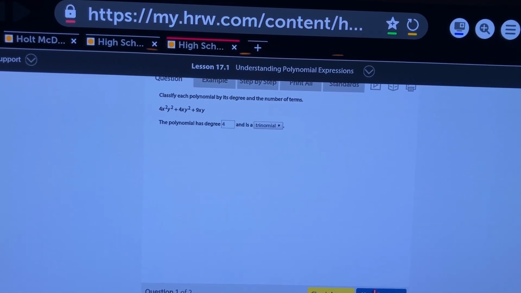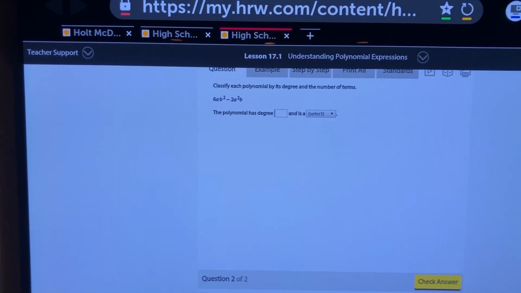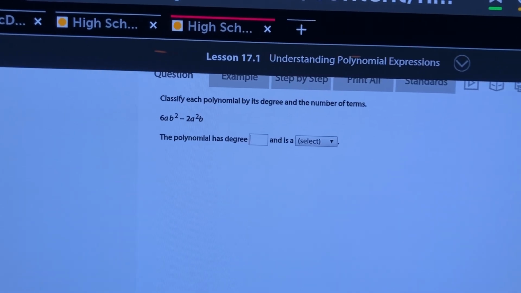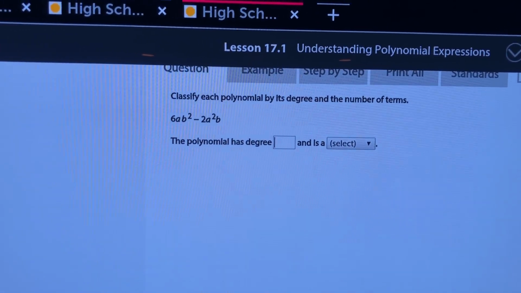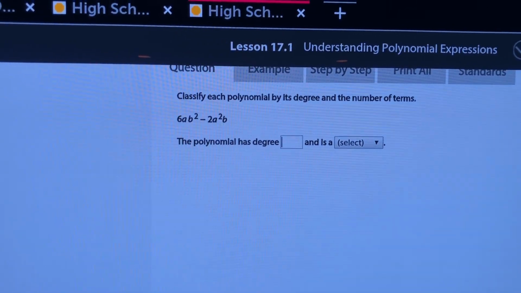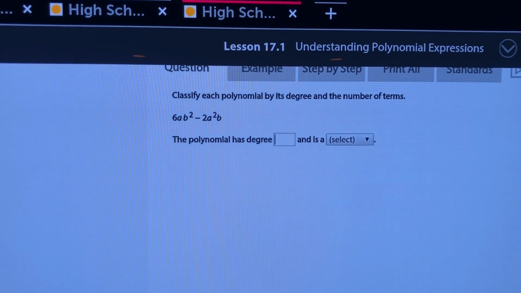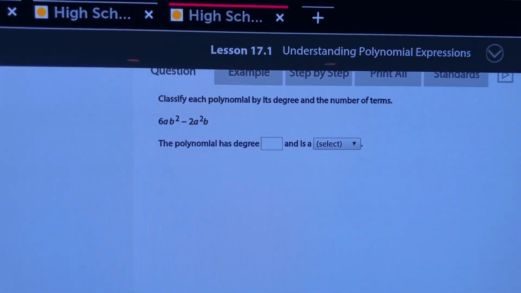All right, here's your next question. You're going to classify each polynomial by its degree and number of terms. And the first term is 6ab squared minus 2a squared b. We want to know the degree and whether it is a binomial, trinomial, or a polynomial. Okay, so turn off that video for a second. Everybody got your answer now?